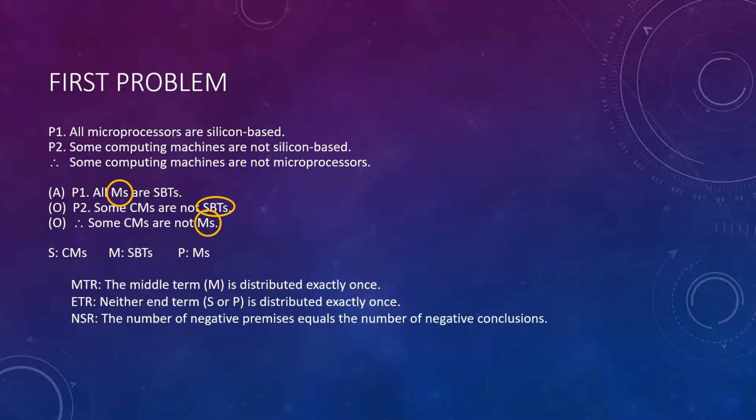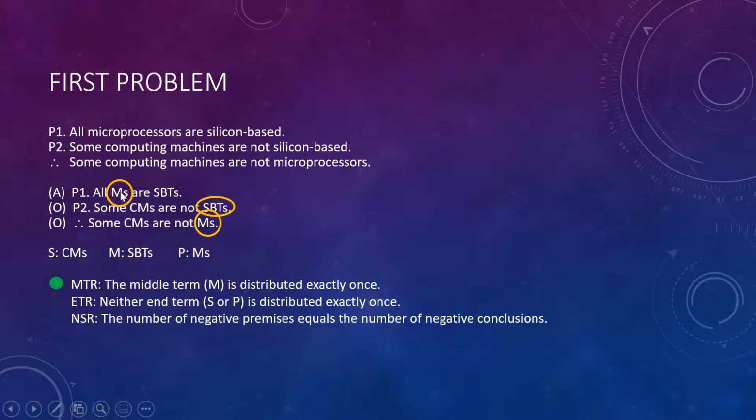Let's see how this syllogism fares on our three formal rules. The middle term rule says that the middle term has to be distributed exactly once. So when we look at silicon-based things, it appears once in each premise, and it's distributed in one of those premises. So this syllogism satisfies the middle term rule. It's distributed exactly once. If we look at the two end terms, we'll take them one at a time. Computing machines, our subject term, is not distributed at all.